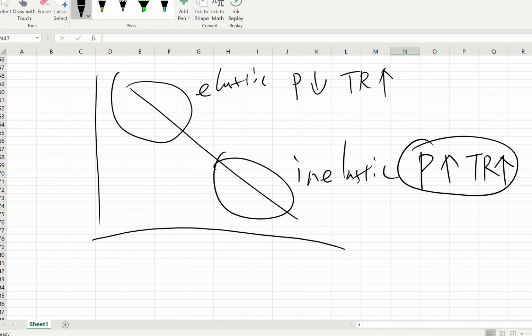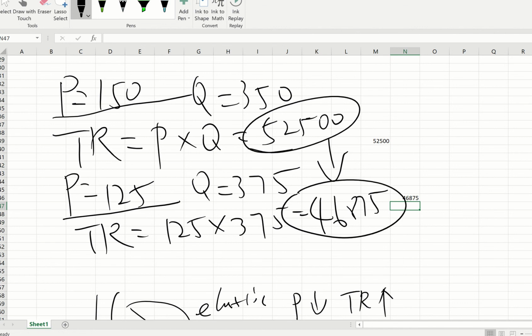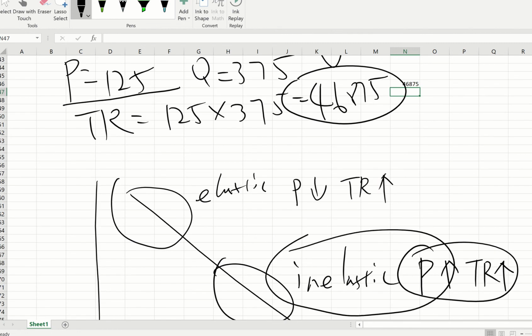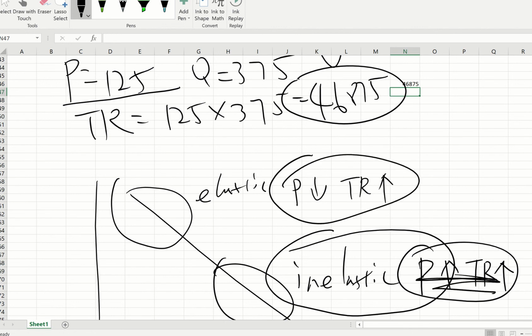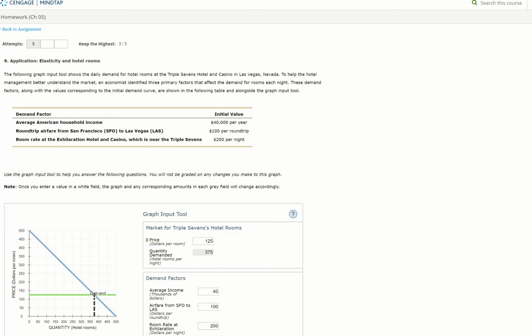In the example we saw before, our price is going down from 150 to 125, and total revenue is going down too, from 52,500 to 46,875. So they are changing in the same direction. That applies to the inelastic portion of the demand curve because they're going the same direction. If they're in different directions, it'd be elastic. So same direction means the inelastic portion of the demand curve. So inelastic. All right, let's grade it now. Okay, so we got everything right.